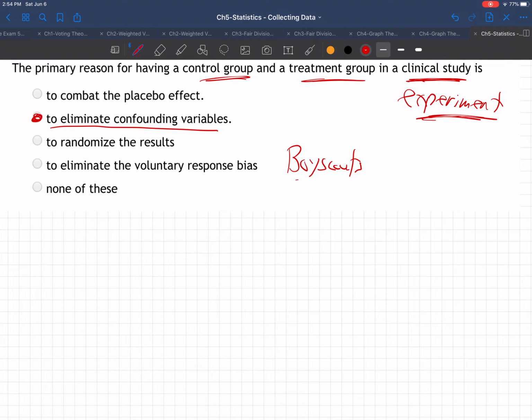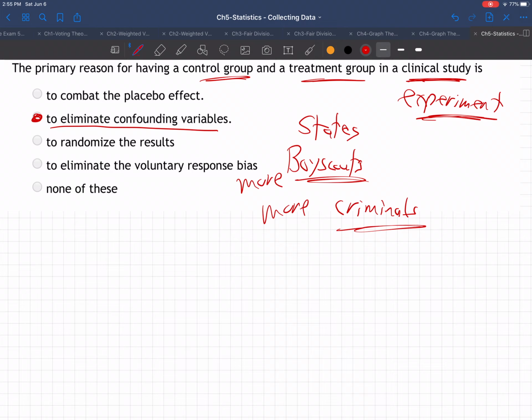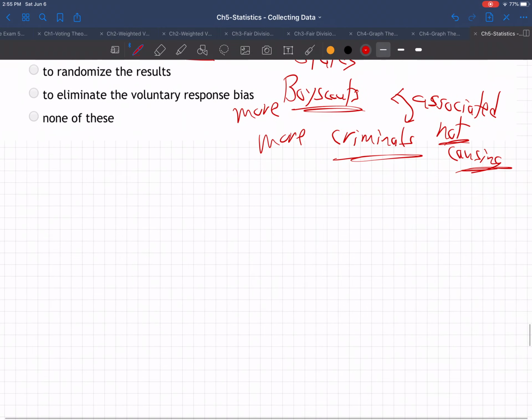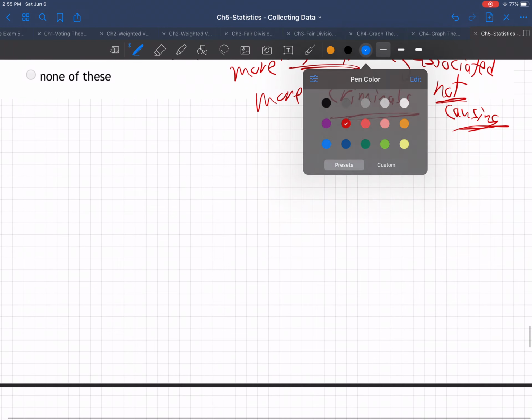One of the other problems talked about the Boy Scouts and how states with more Boy Scouts also have more criminals 10 years later. But that doesn't mean Boy Scouts are causing people to become criminals. These two things are just associated. It's not causing it, right? And what was causing states to have more Boy Scouts and more criminals?